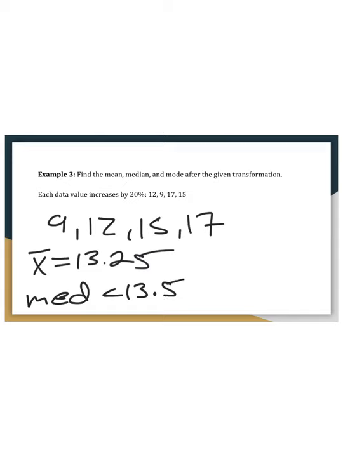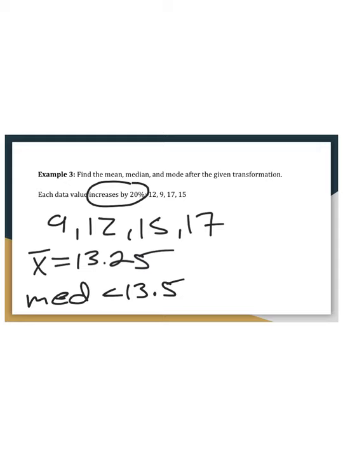Now there is no mode because for this data set, each value occurs once, and if they all occur the same amount, then there can be no mode. So what I'm going to do now is identify what my new median and mean would be by increasing them by 20%. Now an increase by 20% means I'm going to be 20% above what my original value was.